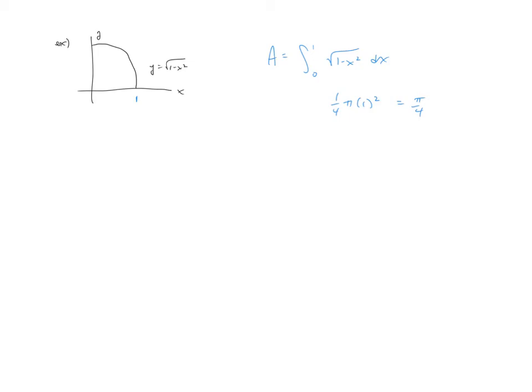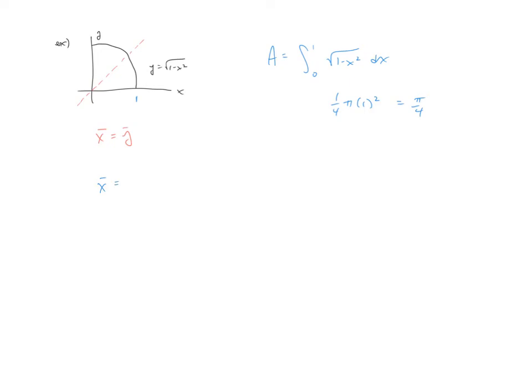The other thing that we know is that symmetry is a very big part of this. So if you picture this as something with constant density and you're trying to balance it, you know that it's going to balance somewhere along the line y equals x, which means that our x bar must equal our y bar. So if we compute just one of those, then the other one's going to be the same. So pick your favorite, it doesn't matter.